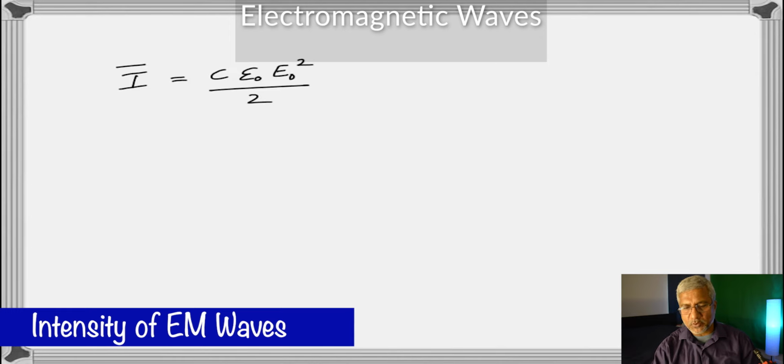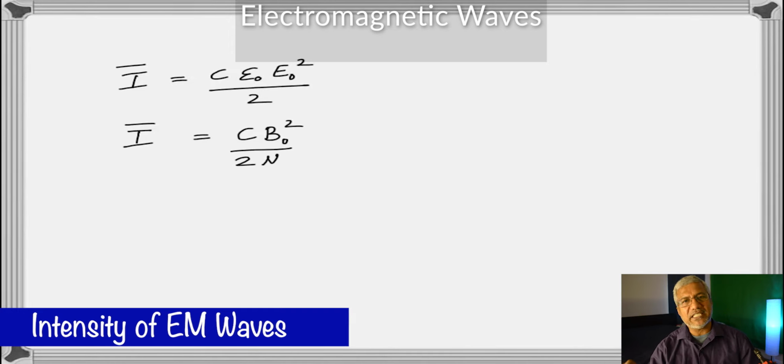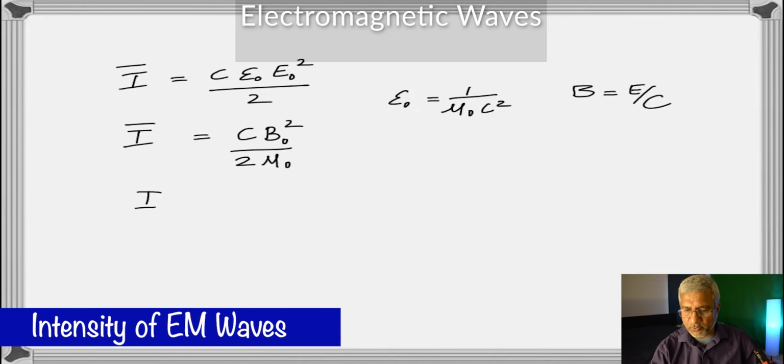But by substitutions, we can also get this formula. We are basically substituting using c is equal to E by B, and epsilon naught is 1 by mu naught c squared. I've told you both of these before. So we are making two substitutions and getting this relation from the first one. You should be able to figure out how we get that. So it's c B naught squared by 2 mu naught. This is a formula in terms of the maximum electric field, and this is the formula in terms of maximum magnetic field. So depending on what is given, you'll have to use one of these equations.